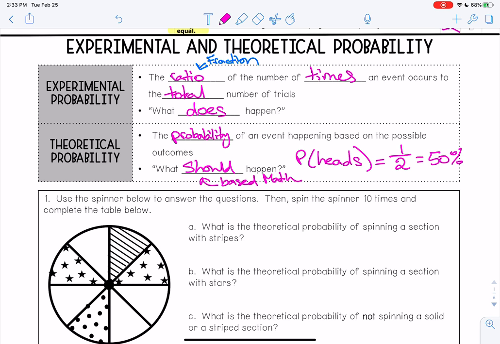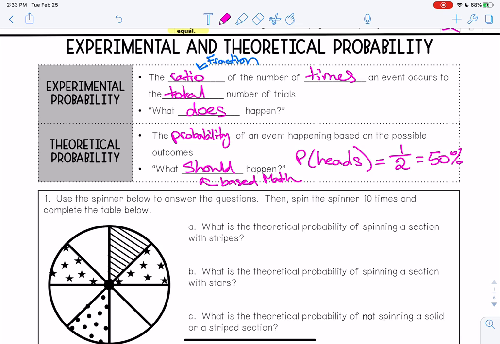Now, experimental probability is different because it's when you actually flip the coin and see what happens. So theoretical probability is based on the math, this is what should happen, but that's just our best educated guess, or tool we can use to see what we think is going to happen. But in reality, experimental probability is what actually happens when we flip the coin.